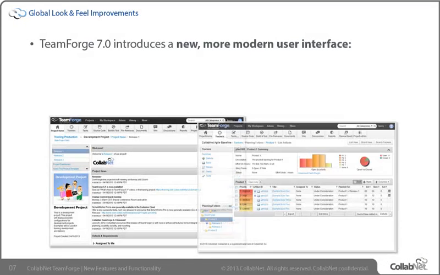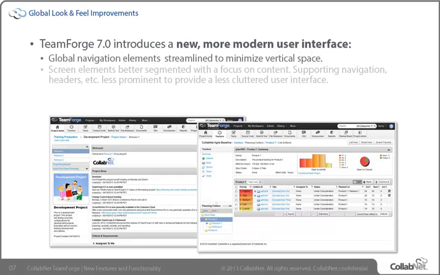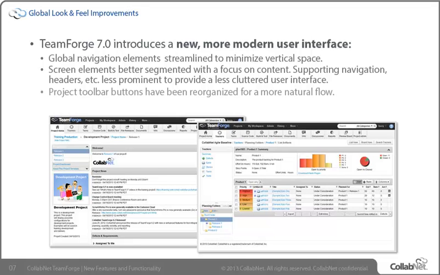TeamForge 7.0 has been remodeled with a modern, less cluttered interface. Rather than a separate toolbar for the site-wide navigation and functionality, these features have been moved to the TeamForge header to provide more vertical space. Better segmentation of the elements on the screen helps to distinguish between the segments while not wasting real estate, and there have been project toolbar changes for a better workflow. With these changes, there have been design improvements to keep the headers and supporting navigation subdued so that your visual focus is drawn to the content, not to the framework.